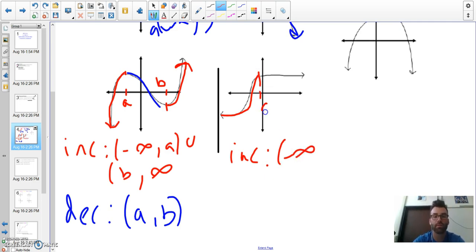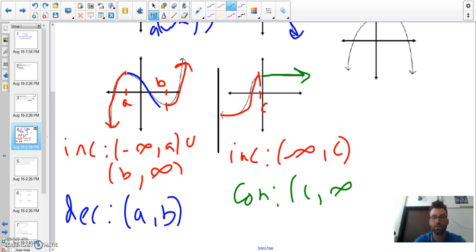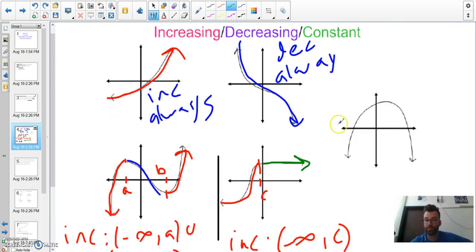We'll call it C. Notice how when I'm talking about A and B here, I'm not including those values. They're not included, I'm not including that x value. And then it looks like I'm not decreasing here. There are no decreasing intervals here. What am I doing here? I am flattening out. I'm going constant. So I'm constant, we'll abbreviate that CON, from C to infinity. Wow, isn't that cool? That's pretty neat.